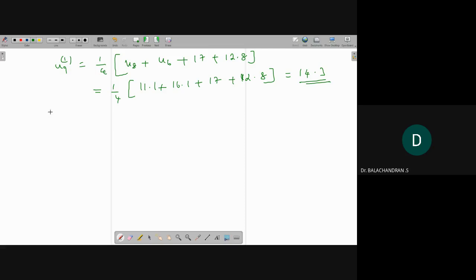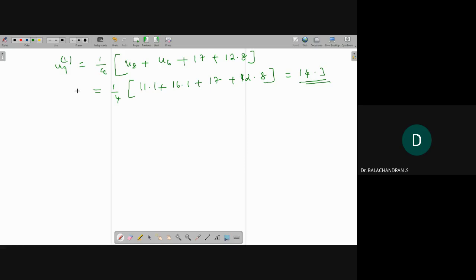So when can you stop? For that question, suppose you are finding U1 to U9, all the nine values, then a maximum of three iterations is enough, because time is very important for this examination. So maximum I am telling three iterations.